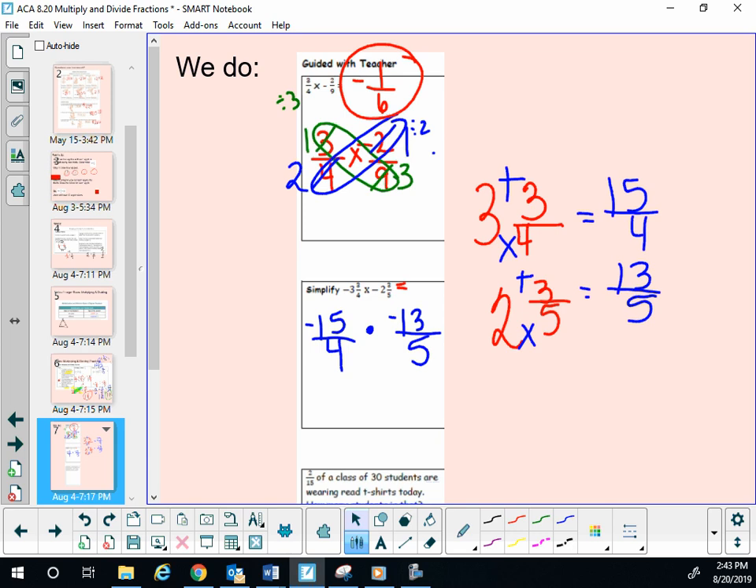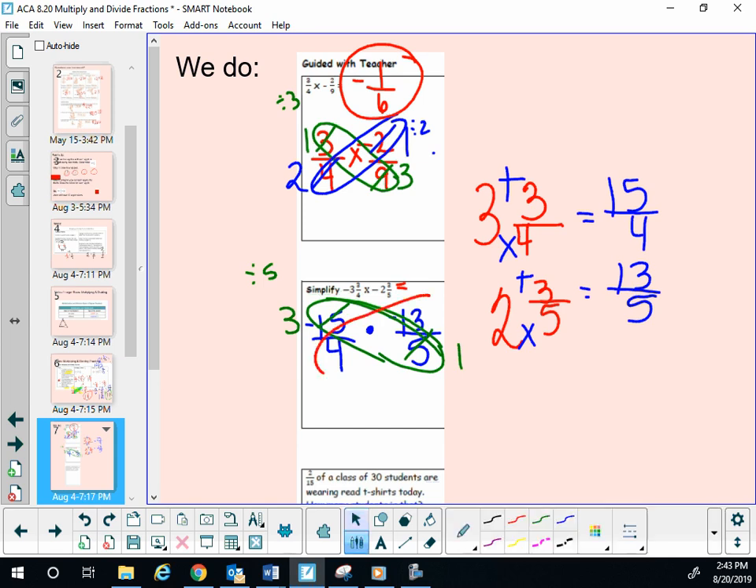We know our answer is going to be a positive answer, but again, I don't want to multiply these really big numbers. I don't know 15 times 13 off the top of my head, so I'm going to try to cross simplify. I'm going to look first at the 15 and the 5. Can they be simplified by anything? By what? 5. 15 and 5 could be simplified by 5. So the 15 becomes a 3, and the 5, a 1.